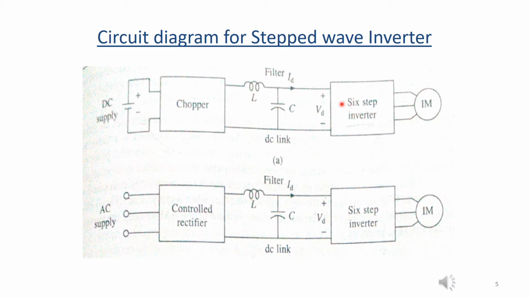So if you want to vary the magnitude of the input to the induction motor, you just vary the duty ratio of the chopper, so that we can vary the VD.